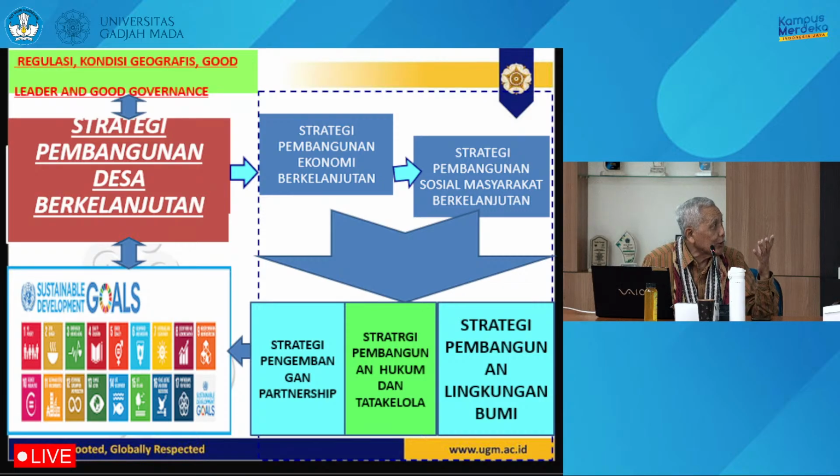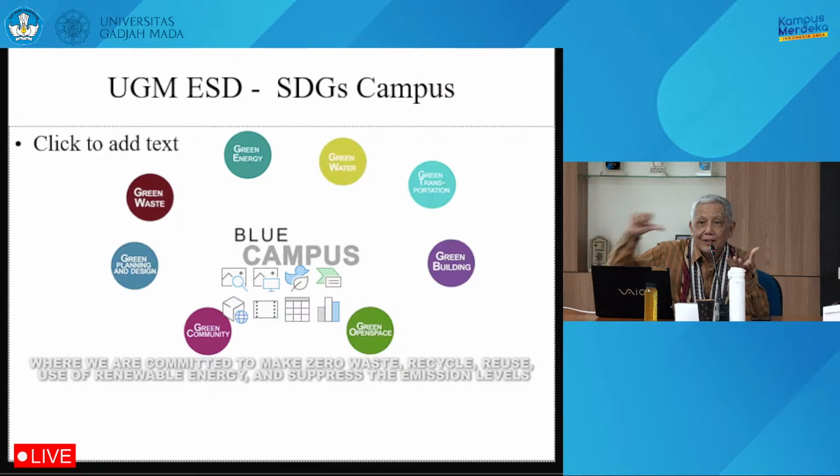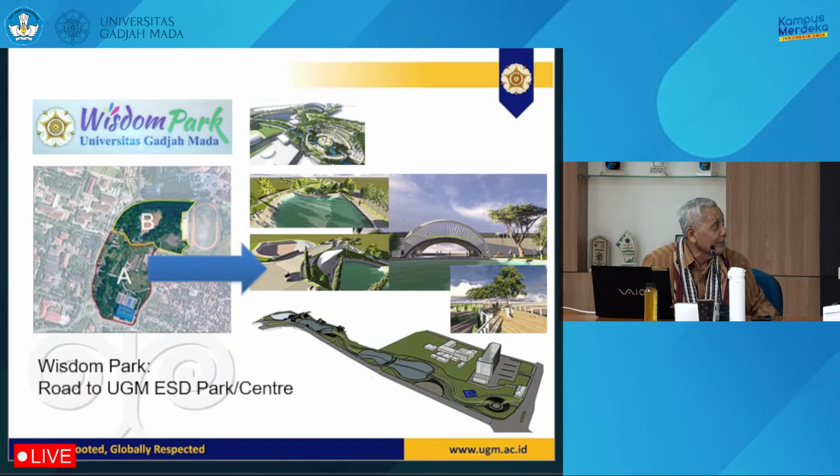That's our campus. Our campus is a blue campus. It's already a blue campus, with green buildings and green transportation. If you go to Gadjah Mada, you can take an electrical bus or a bike, etc. And our water is from the campus; you can drink directly. There is a Wisdom Park in Gadjah Mada where people gather and exchange learning experiences.